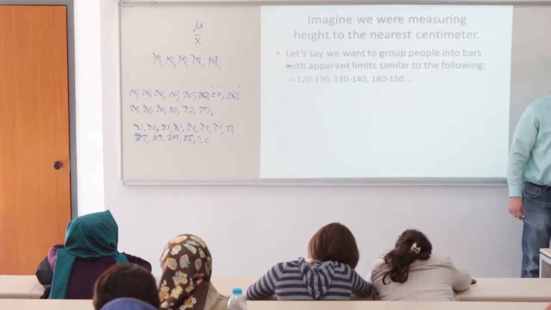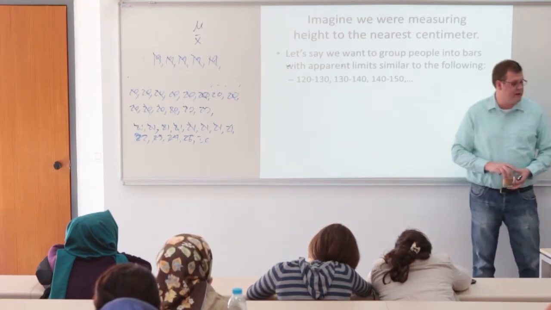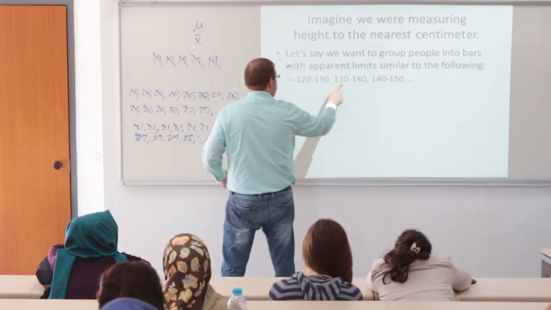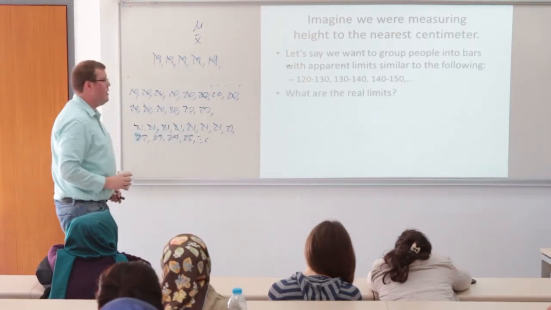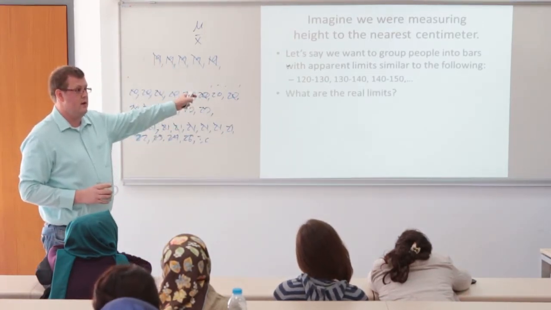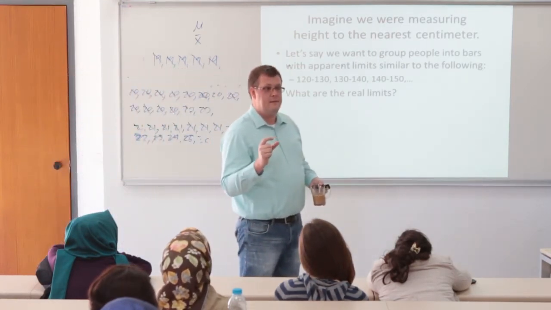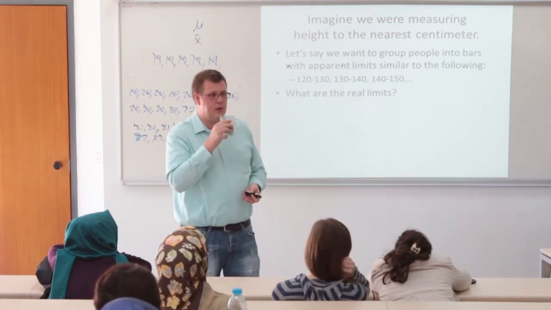Imagine that we're measuring height to the nearest centimeter. Let's say we want to group people into bars with apparent limits similar to the following: 120 to 130, 130 to 140, 140 to 150. So the question is, what are the real limits? Those are the apparent limits, right? Now I said we're measuring to the nearest centimeter, right? So what would the real limits for this be?